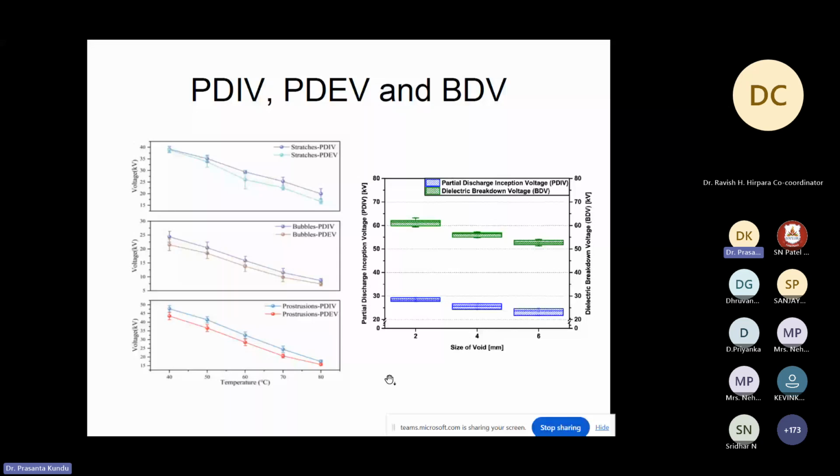So the insulation material design engineer will take care of this temperature profile while designing the insulation.